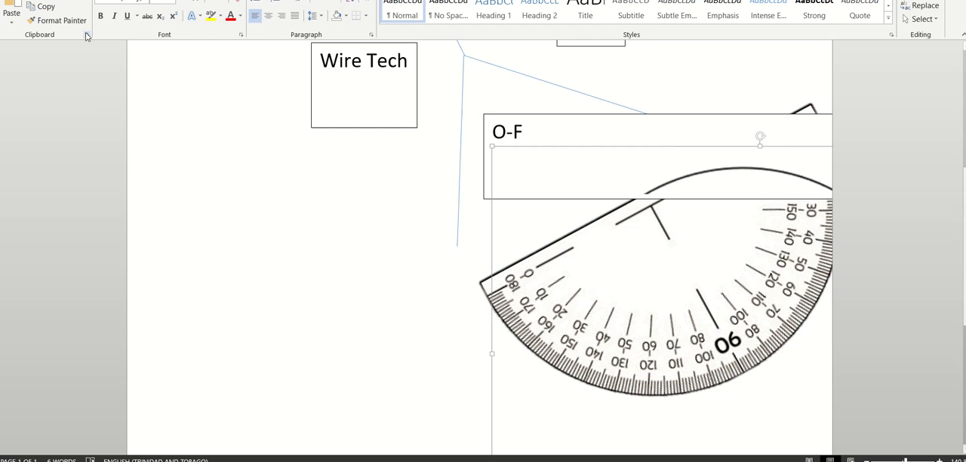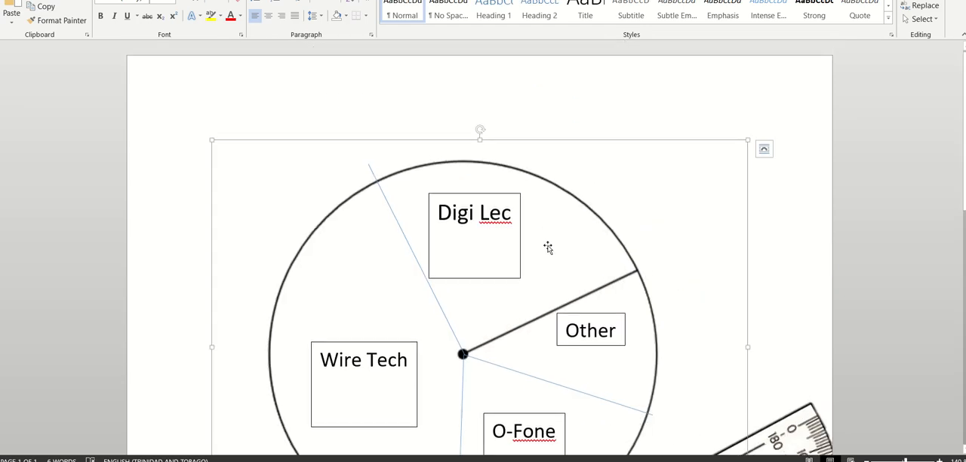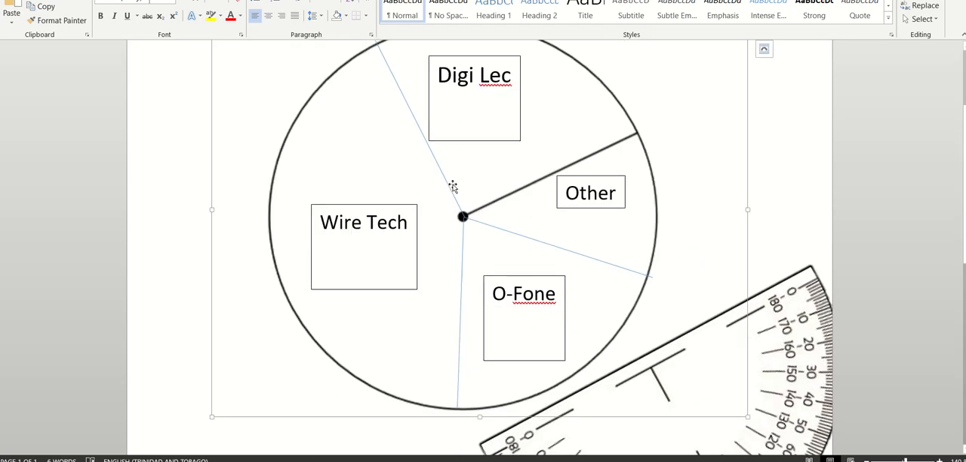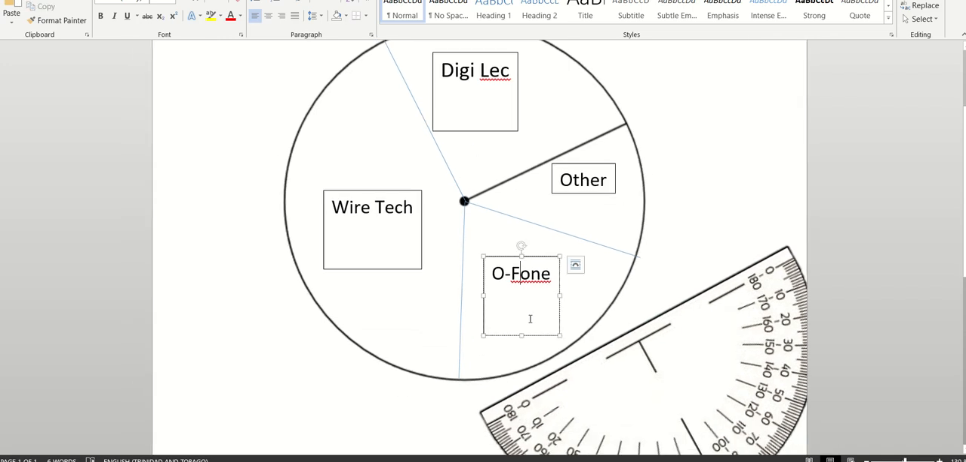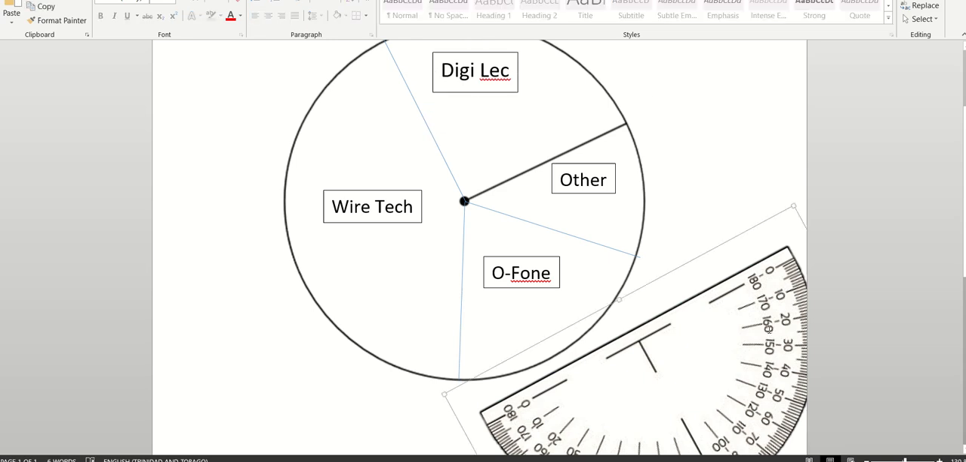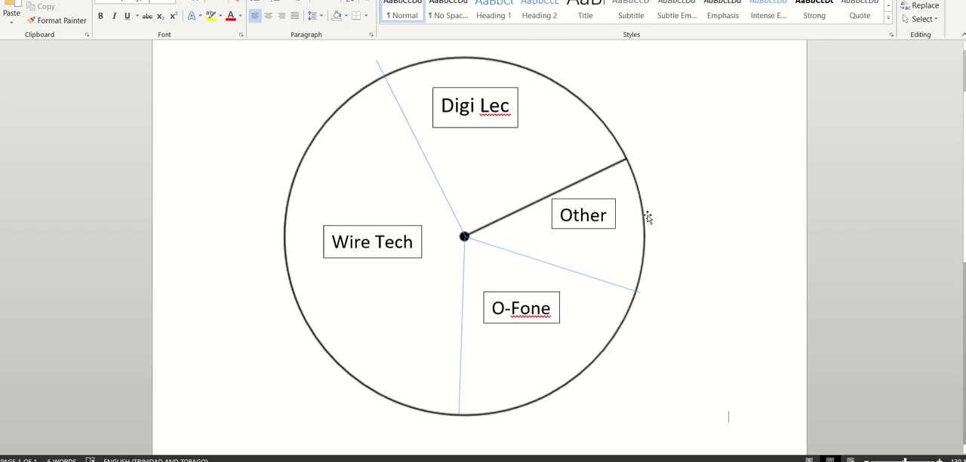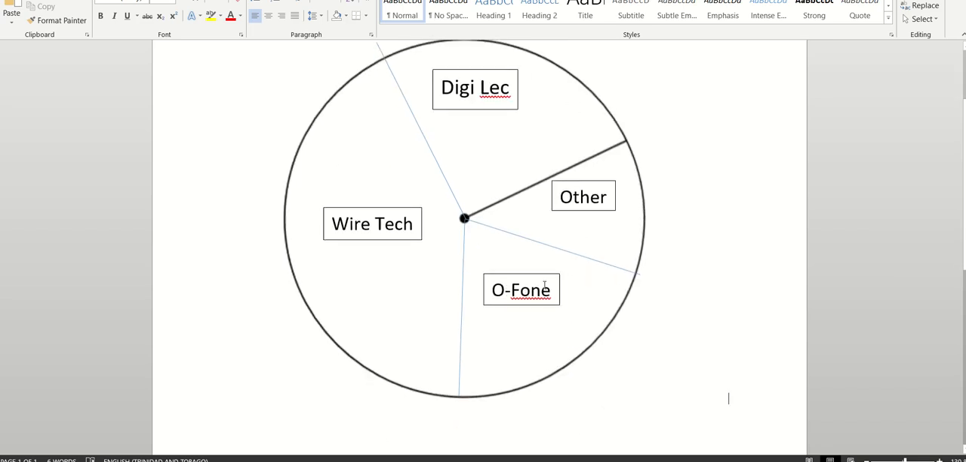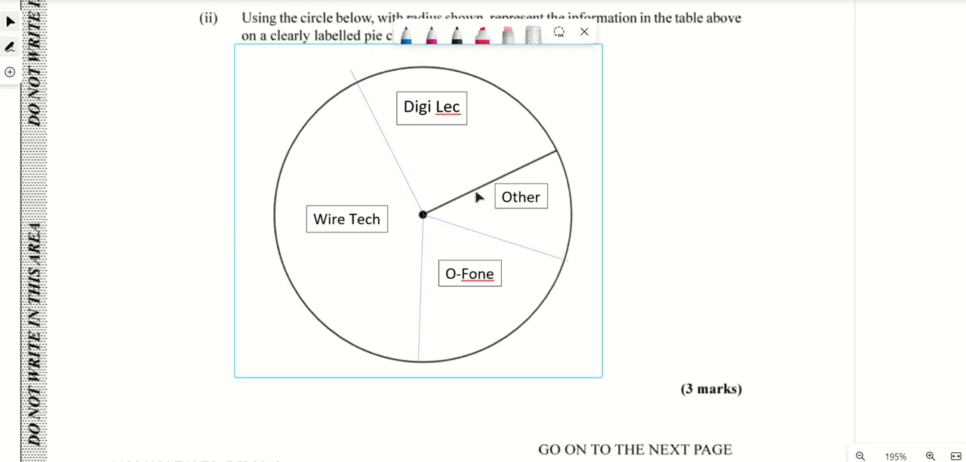Now guys, you will have to label it a little bit more where you put in the angles and stuff. Right, so this is your pie chart of how it would look. Right, so this is how you would draw it, and then you put your other information.